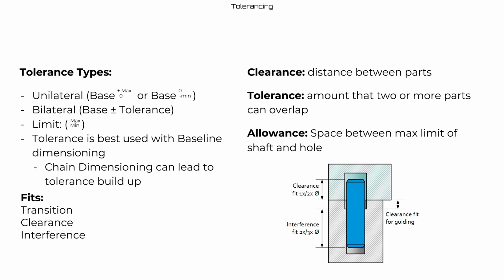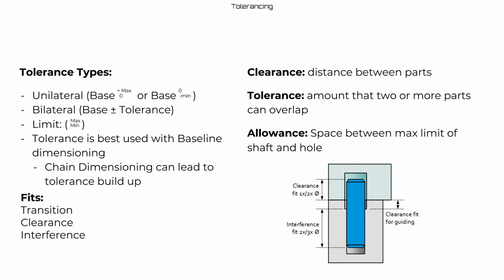There are some tolerance types that we have to consider. Unilateral is where you have your base measurement and then your max to 0, or 0 to your minimum, and bilateral is your base plus or minus the tolerance. You could think of unilateral as only having one tolerance for a top or a bottom, but with bilateral you have both. Limits are just your max and minimum.